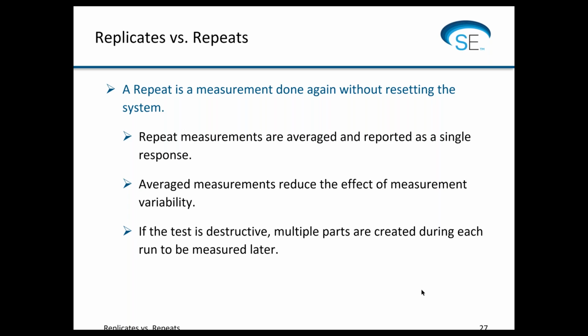If the test is destructive, then what that means is we're going to set up the process once to make a certain part, and we'll make multiples of that part, and then those can be measured independently later. Okay, but we're only going to do the setup of the process once.